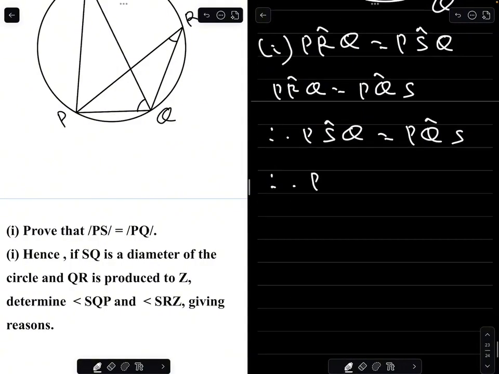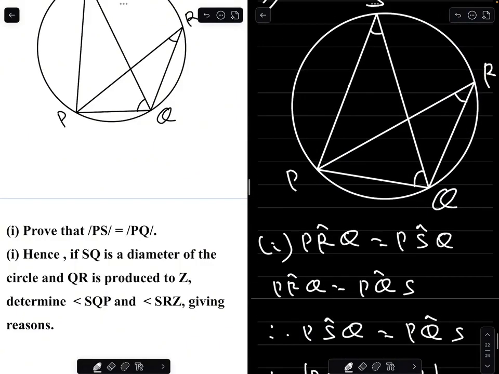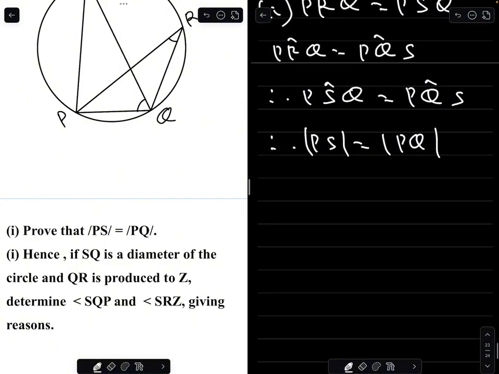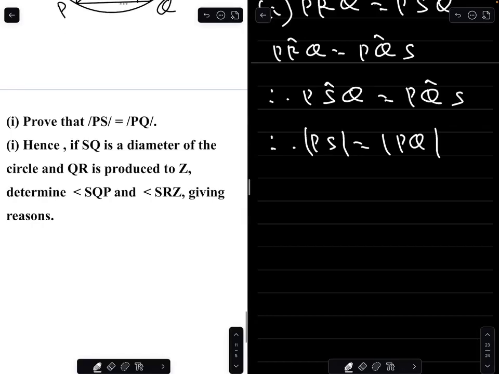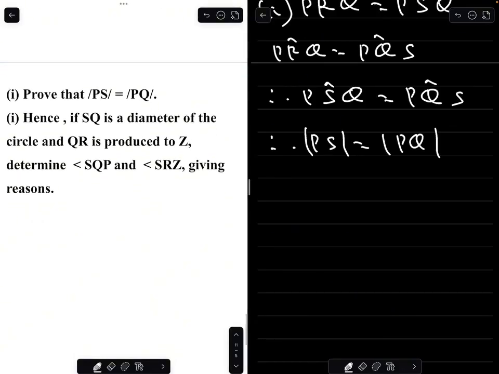Therefore, PS equals PQ. And the reason for that is because it has two equal base angles. So that's a proof. Now let's go to Roman figure 2. Roman figure 2, what does that say?